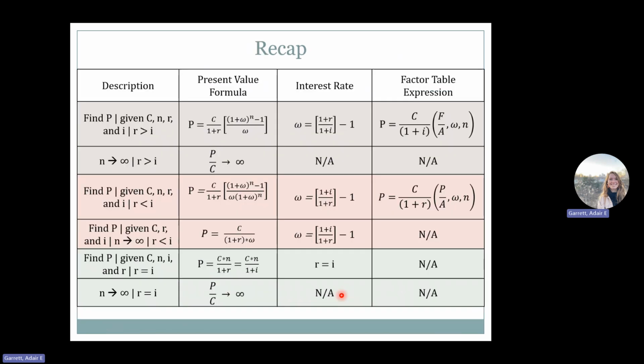So to recap, we have a few different cases. I wanted to show the summary on the screen here, and I'm going to pause the video here and come back and give you a couple more examples on geometric gradient problems.